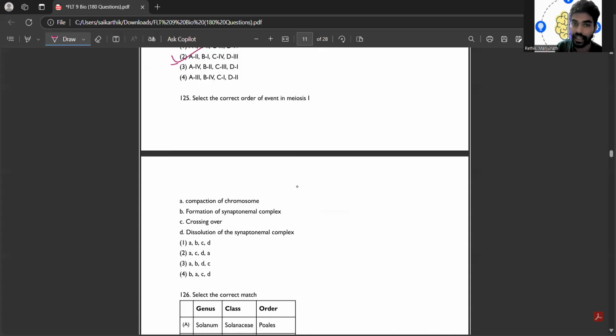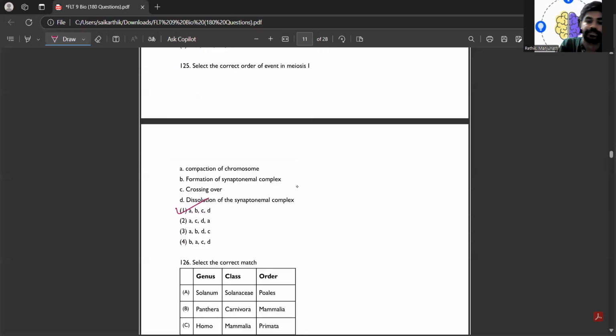125 is about selecting the correct order of events in meiosis 1. So here we need to see the correct order. The compaction of the chromosome will be the first. Formation of... the correct order will be A, B, C, and D only. So this is the correct one.